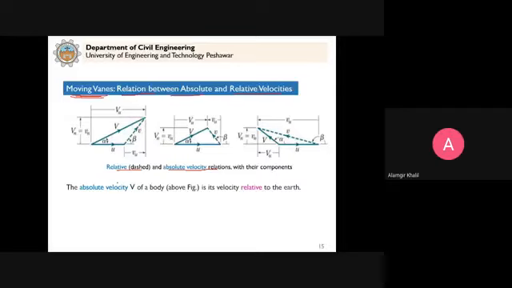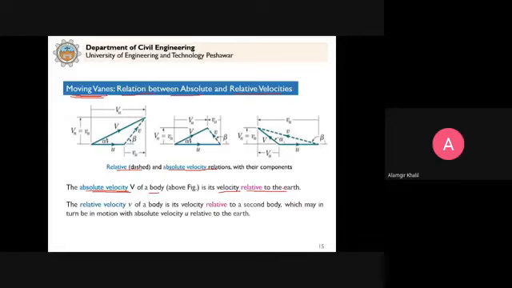Before we consider the relationship between the relative velocity, the absolute velocity, and the velocity of the body, first we define them. The absolute velocity, we will denote this by V. This is as per our textbook. So the absolute velocity V of a body is its velocity relative to the earth. Whenever the body is moving with respect to the earth, that is its absolute velocity.